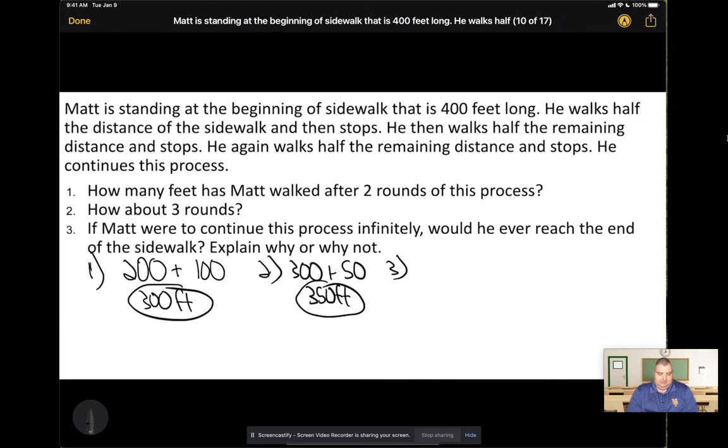Well, let's think about this here. So he walked 50 feet in round 3. So in round 4, he's going to walk 25 feet. And then in round 5, he's going to walk half of that. So he's always going to have a little bit remaining. Is he ever actually going to reach the end of the sidewalk? In this case, the answer is no. Is he going to get infinitely close to the end of the sidewalk? Yes, he is. But is he ever going to actually reach the end? No.